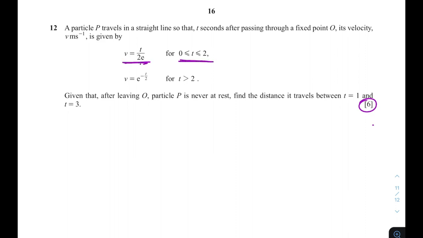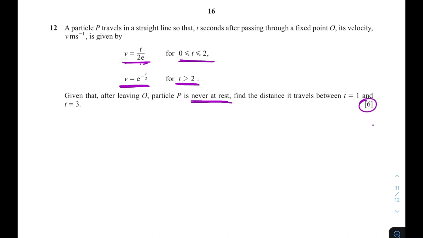Now, this is the velocity within this time frame, and the velocity changes to this within this time frame. That's the most important thing. Given that after leaving O the particle is never at rest, the velocity is never 0, and it is true. Think about it. This velocity can never be 0.